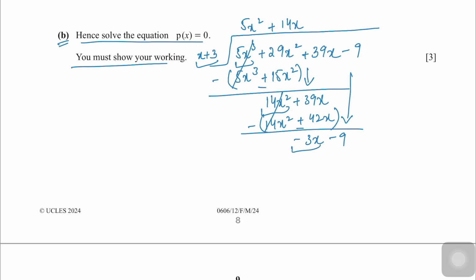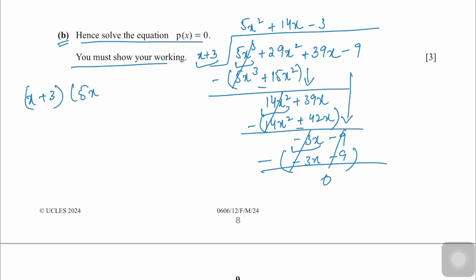Now for negative 3x, we need to multiply it by negative 3. So this would be negative 3x, negative 9. This would be multiplied by negative, so these two will be cancelled out. So we'll be getting our answer as (x plus 3)(5x squared plus 14x minus 3).